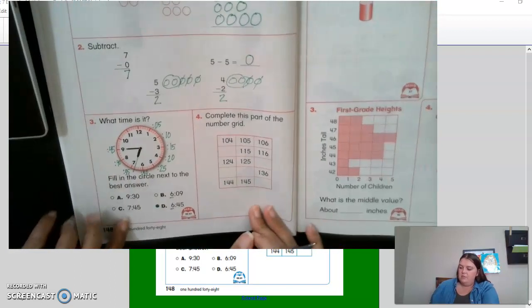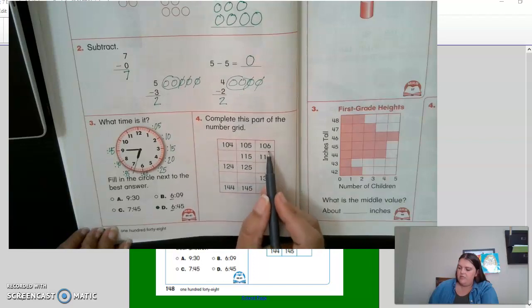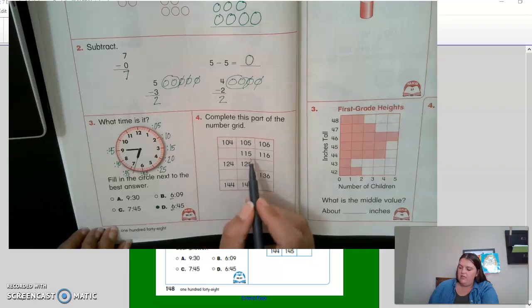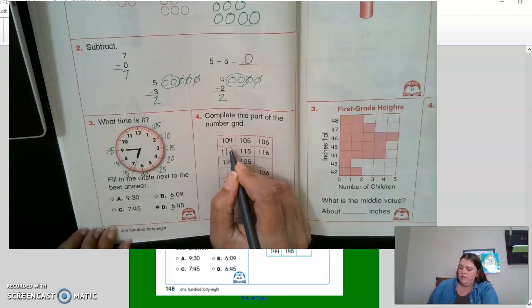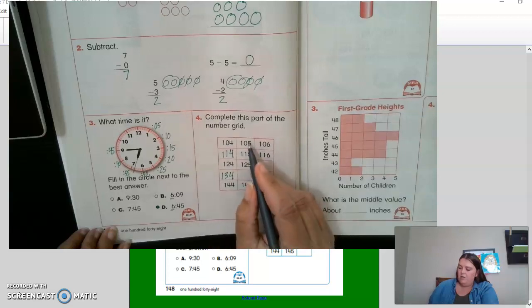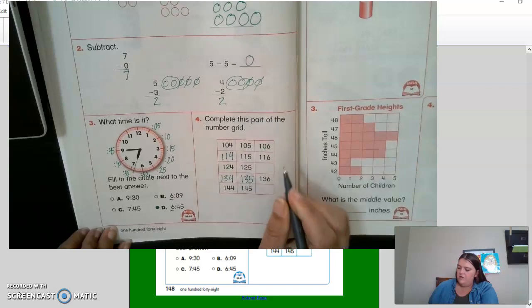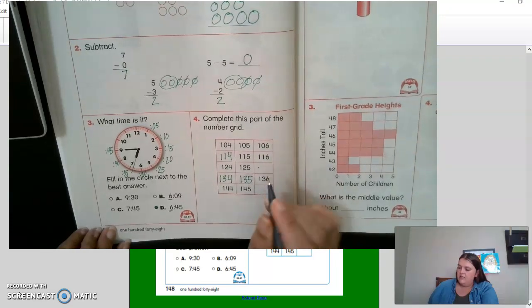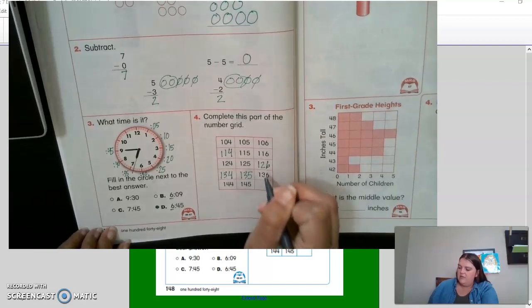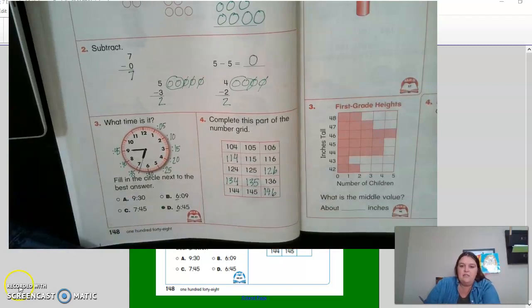And my last one is the number grid. It says complete this part of the number grid. 104, 105, 106. Now I can't put 107 here. I need to look and see what they have here. So I'm going to count by tens. 104, 114, 124, 134. 105, 115, 125, 135, 106, 116, 126, 136, 146. And that is page 148.